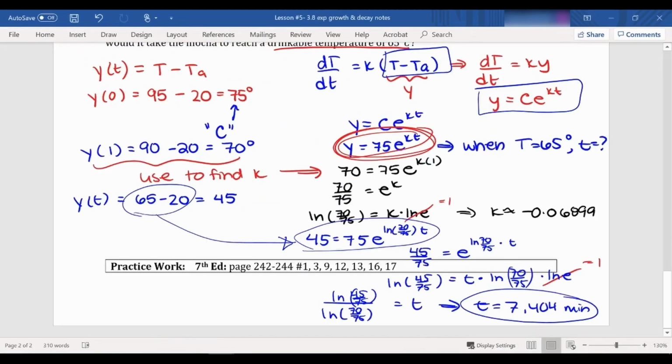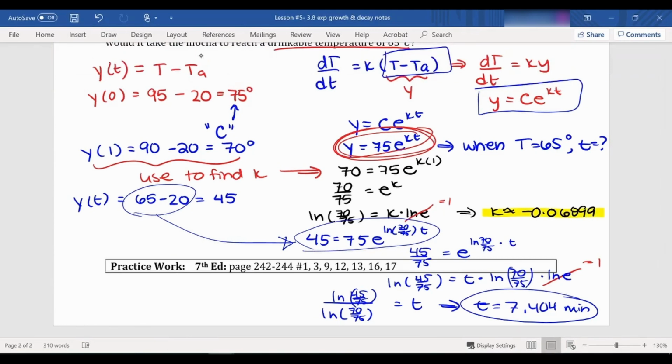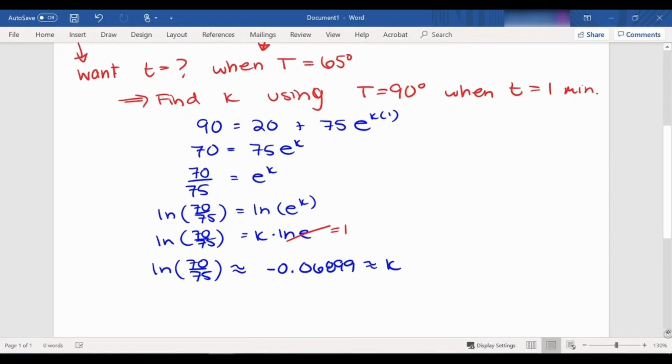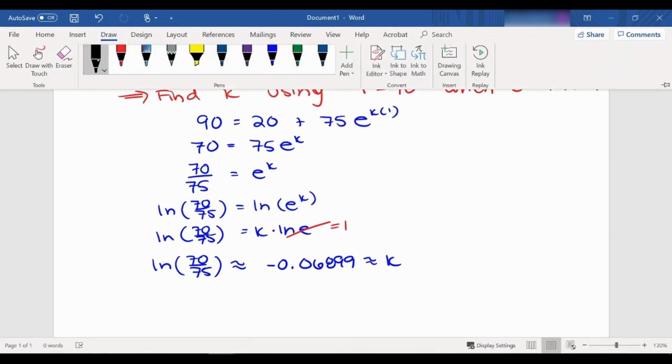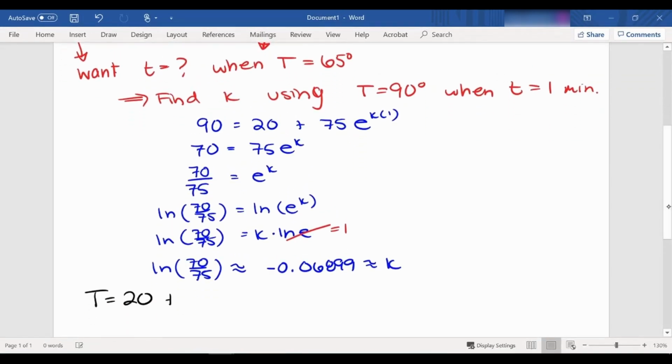Again, this is the same k we found earlier. My page is getting a little messy, but this is the same k I found here. The same one. No difference. So the steps look a little bit different, but the math is the same. Once I have that, then I could go back and find, I've got T equals 20 plus 75 e to the ln of 70 over 75 t. That was a little messy there. Let's fix that up.